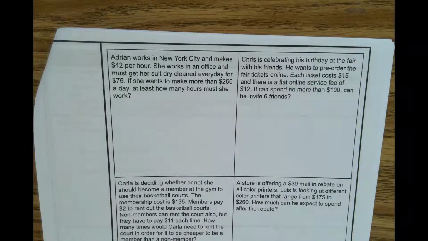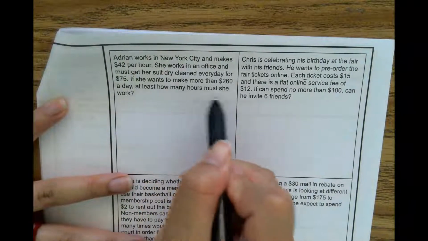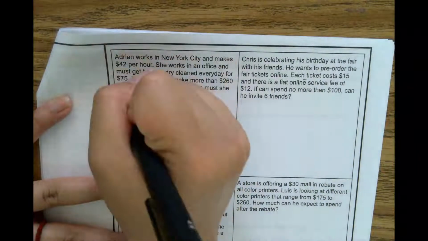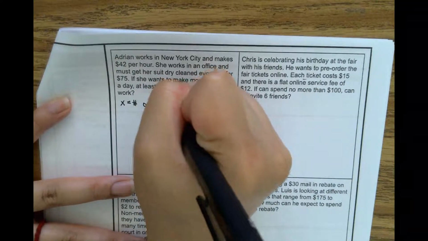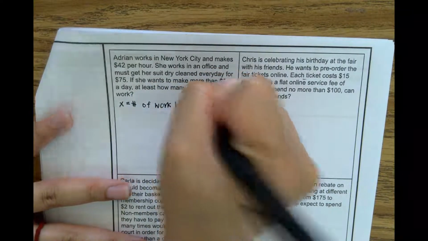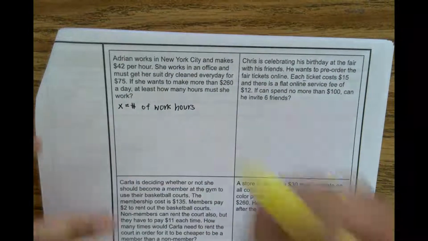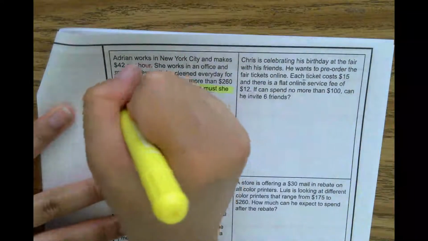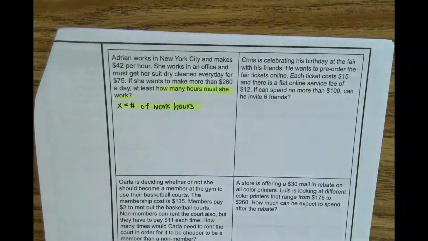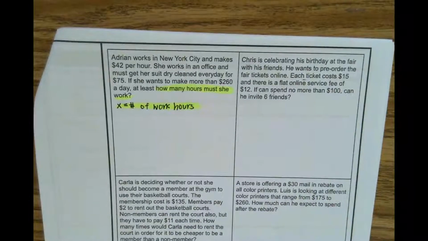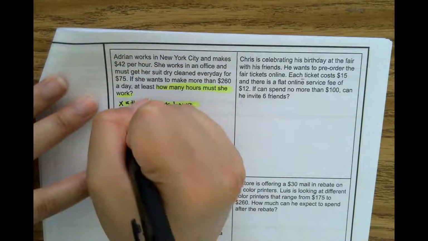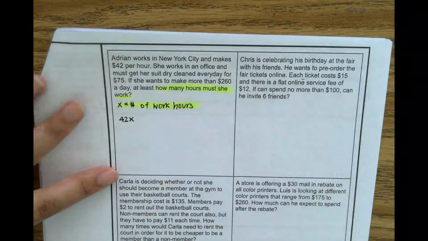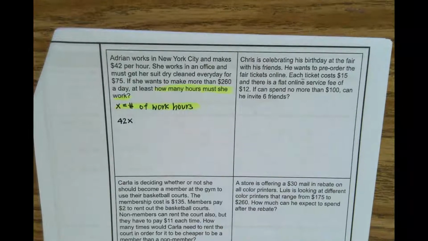Okay, so here we're finding the amount of hours that she's working, and so I'm going to make x the number of work hours. Okay, so when you define your variable, it's what you're looking for, right? So here, since I want to find out how many hours must she work, that's going to be what my variable stands for. Okay, so let's figure out how much money she makes. So she makes $42 every hour. So that means if I take 42 and multiply it by the amount of hours she works, that's how much money she's making. Okay.